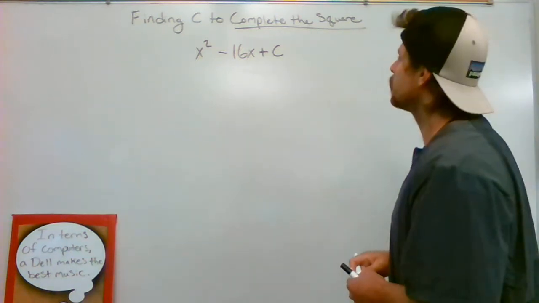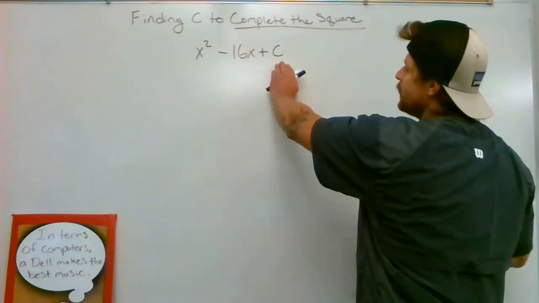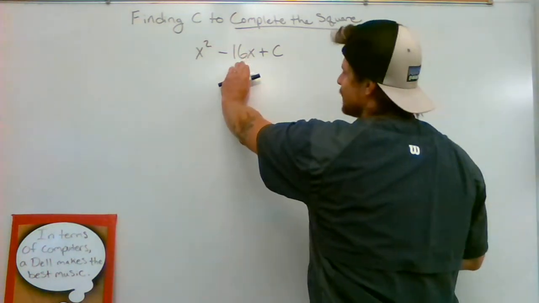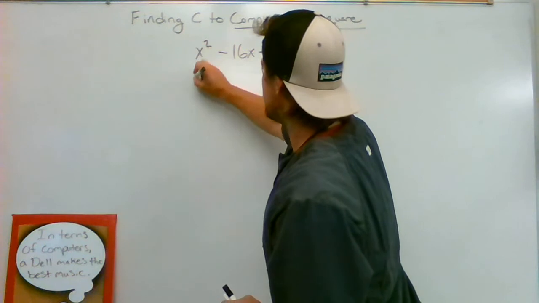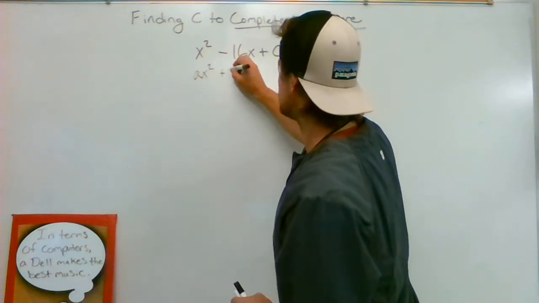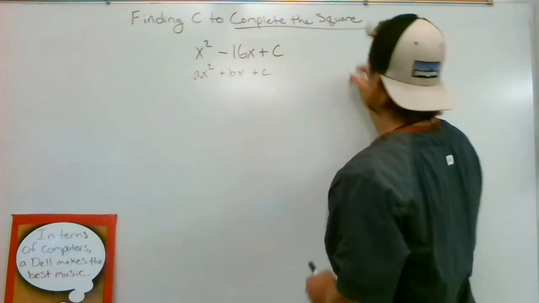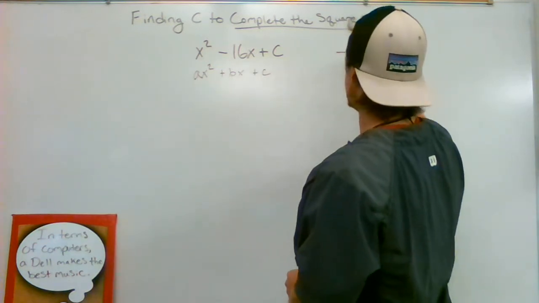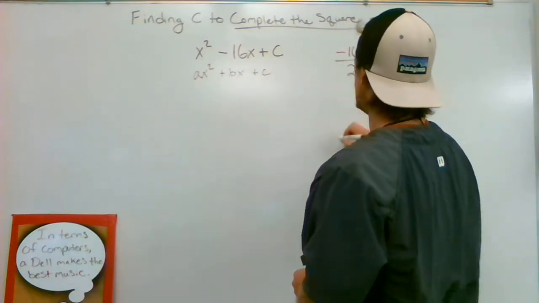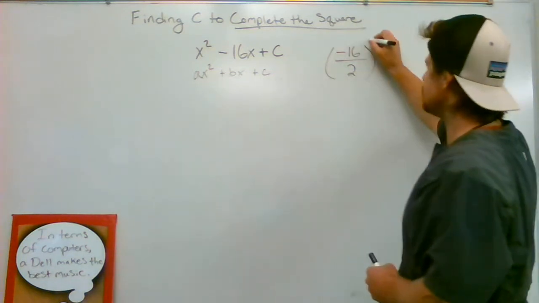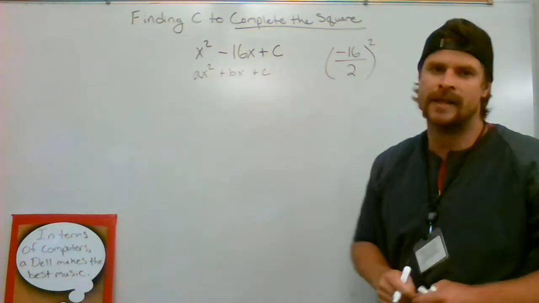All right, so first and foremost, we need to find what that C is. So we need to take this B value. Remember, this is AX squared plus BX plus C. We want to take the B value, negative 16, and we divide it by 2, put that in parentheses, and then square it when all is said and done.